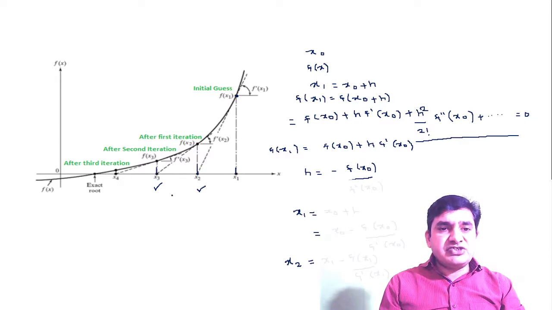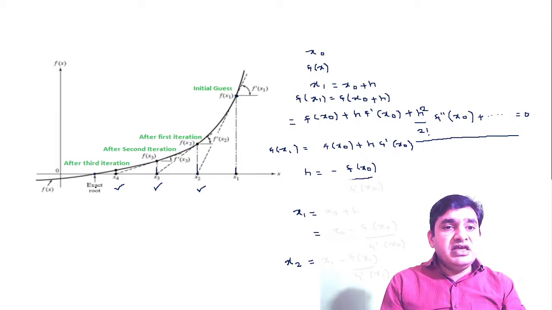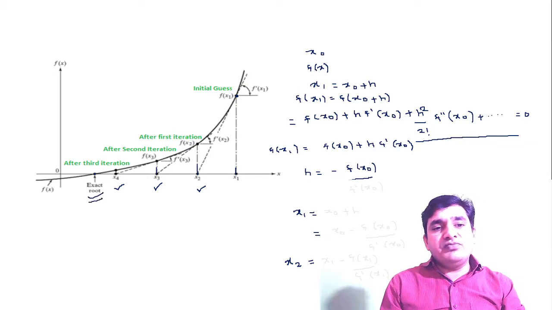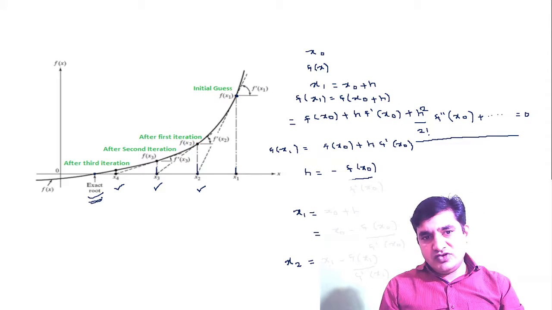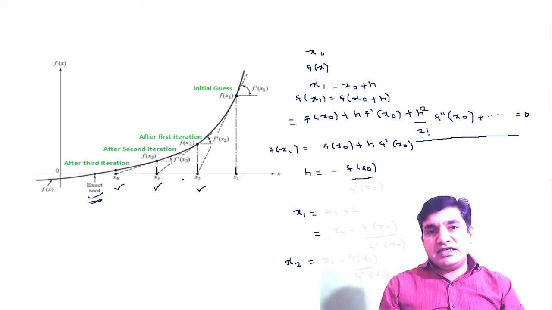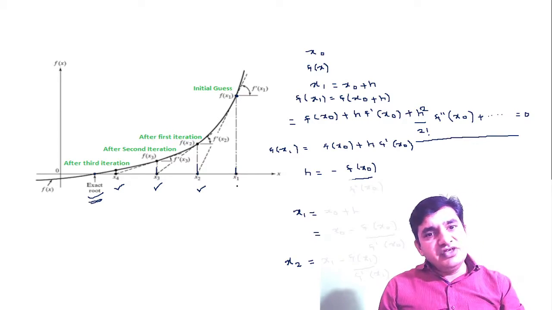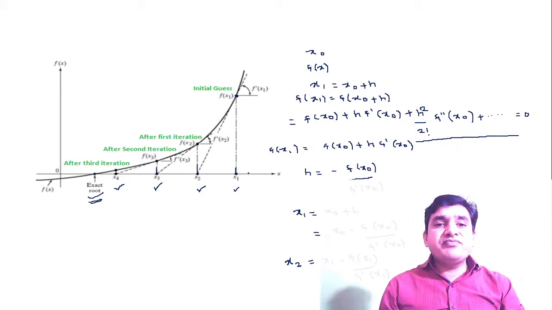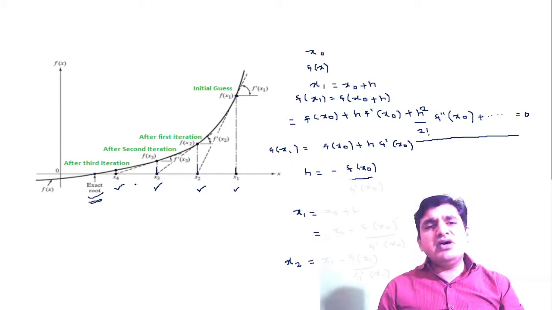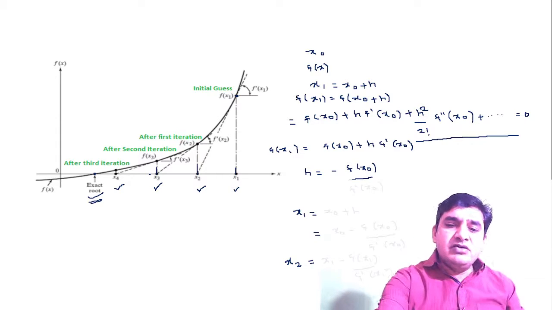This x4 is after the fourth iteration, and after that we get the exact root of this function. First is the initial guess, then after that we get x0, x1, then x2, x3, x4, and then the exact root. Sometimes there may be x5, x6, x7, up to the number of iterations given in a problem.